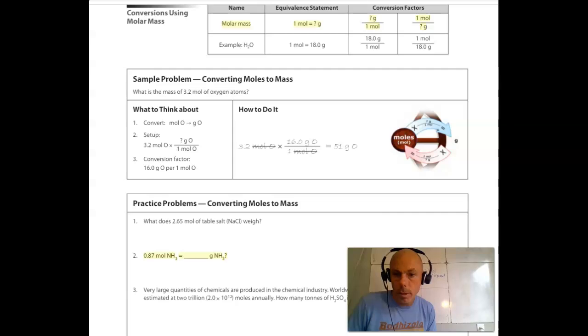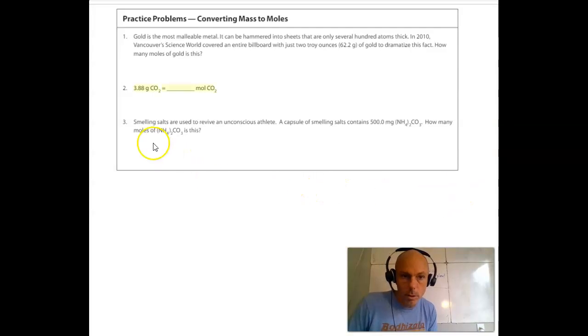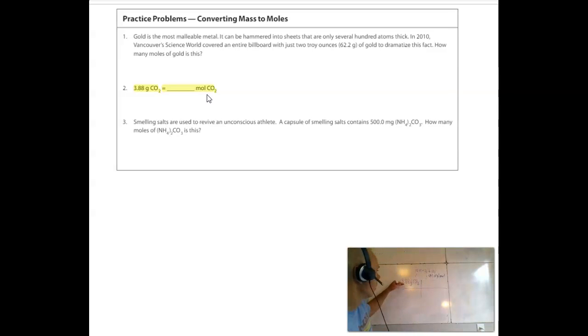So I'm going to flip the page. I'm now on 122 of my ebook. I'm going to solve practice problem 2 with you. We've got 3.88 grams of CO2. We want to convert it to moles. I've written 3.88 grams of CO2 in the upper left-hand corner of my DA box.